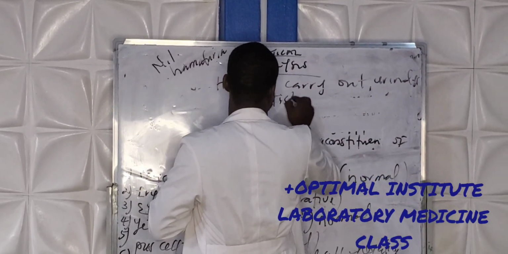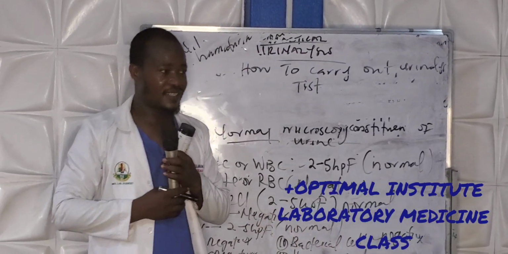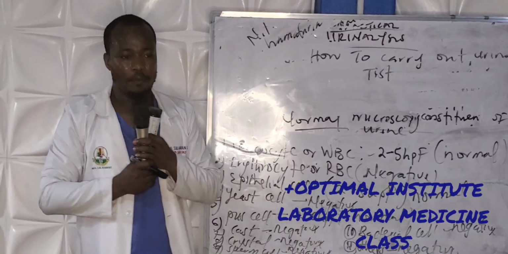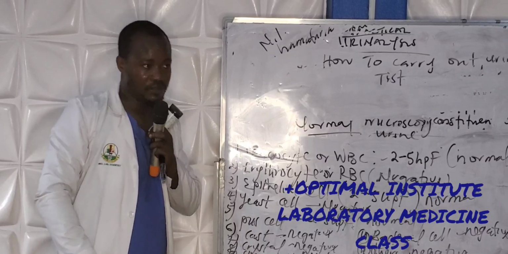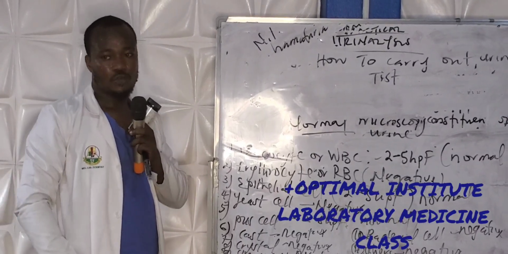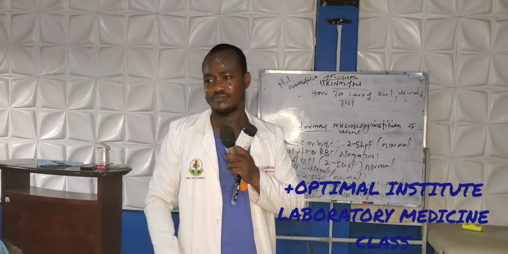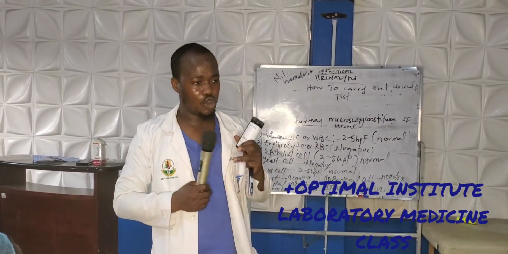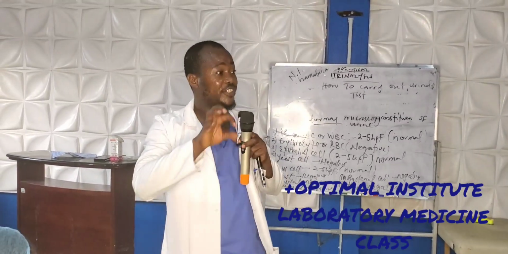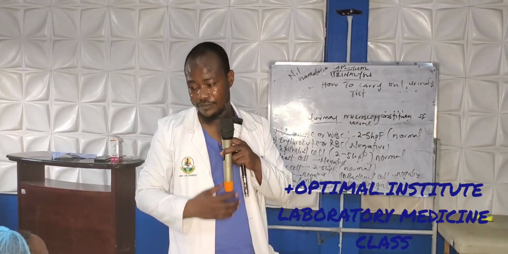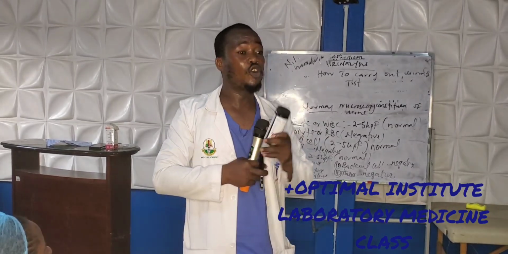The most common way of carrying out the urinalysis test is by using Combi 10 and microscopy. What did I say? Combi 10 and what? Microscopy. The easier way. But often, when it comes to urinalysis, we are majorly restricted to using Combi.